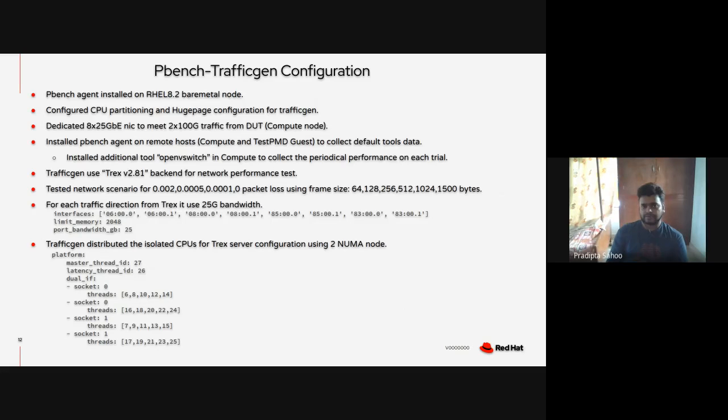And for further optimization in the traffic generator host, we also need to enable CPU affinity, CPU partitioning, and huge page configuration. And we dedicated 8 PCI devices for the server to run the test. We ran the test for various packet loss scenarios like 0.002, 0.005, 0.001, and 0 packet loss, for various frame sizes from 64 to 1500.